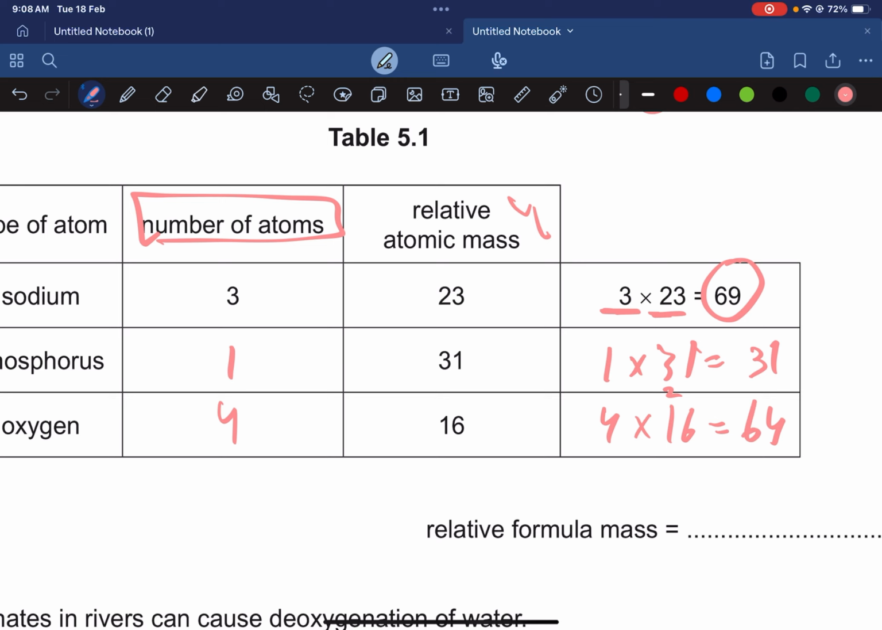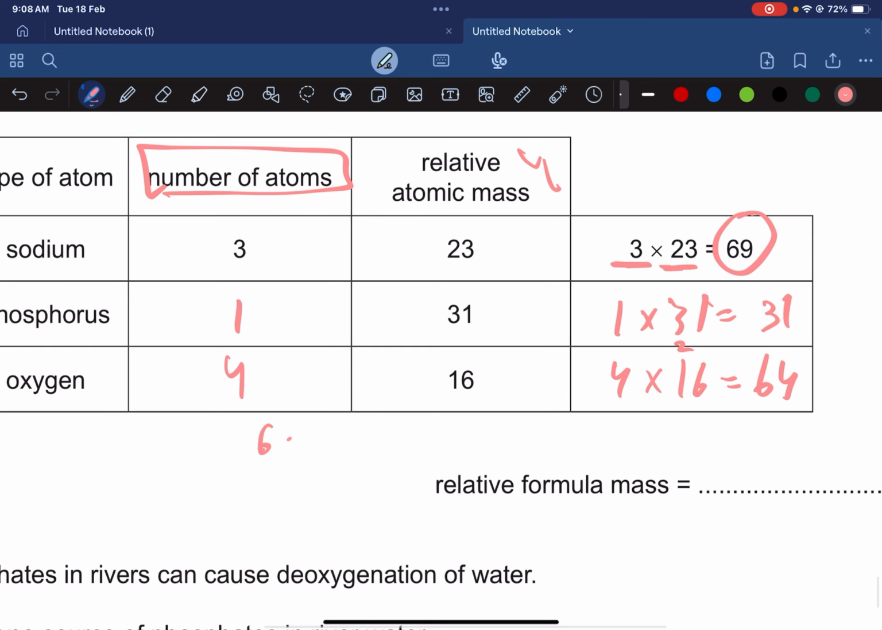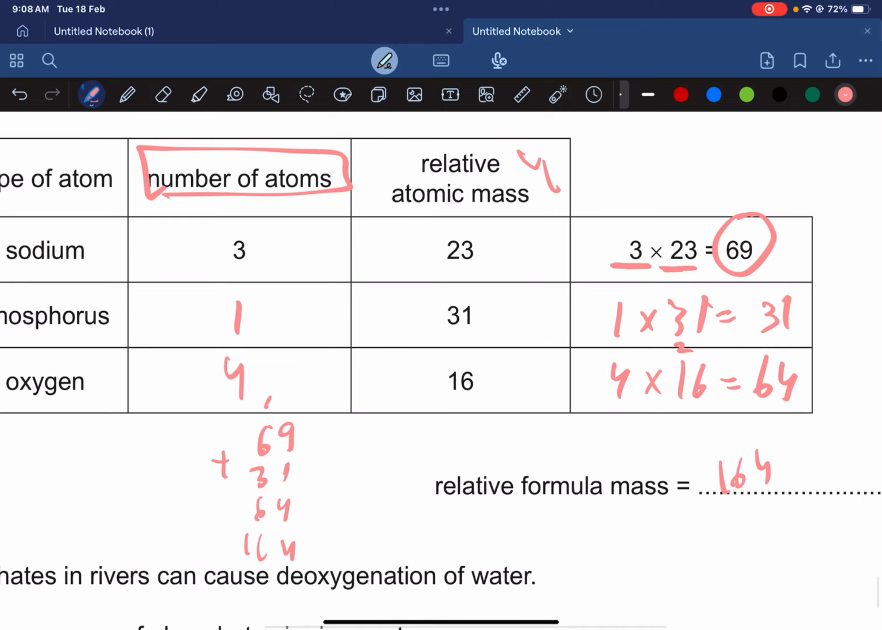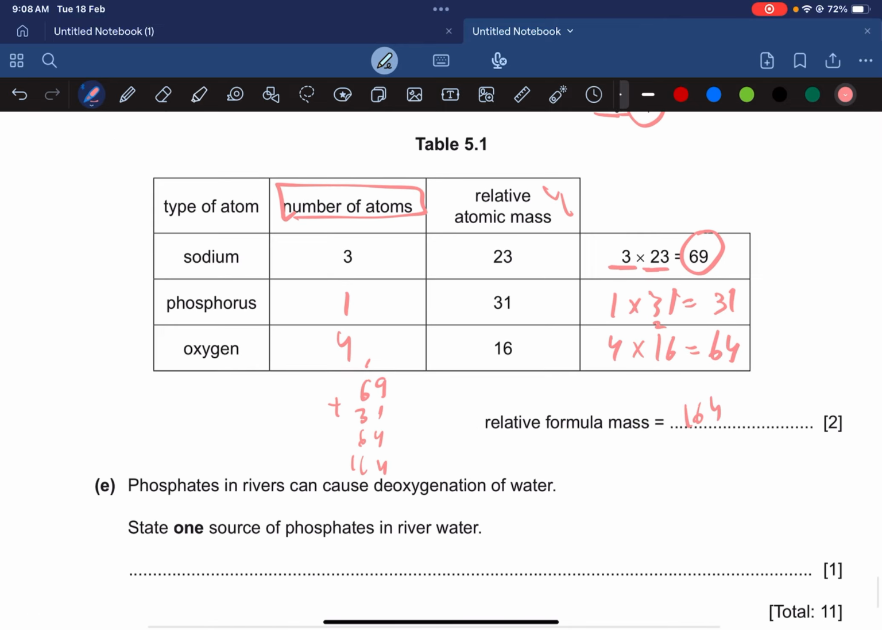So what are we just going to do? We're going to add all three to get the relative formula mass. 69 plus 31 plus 64, that's going to give us 164. Just go check it on a calculator, and I guess that's correct.